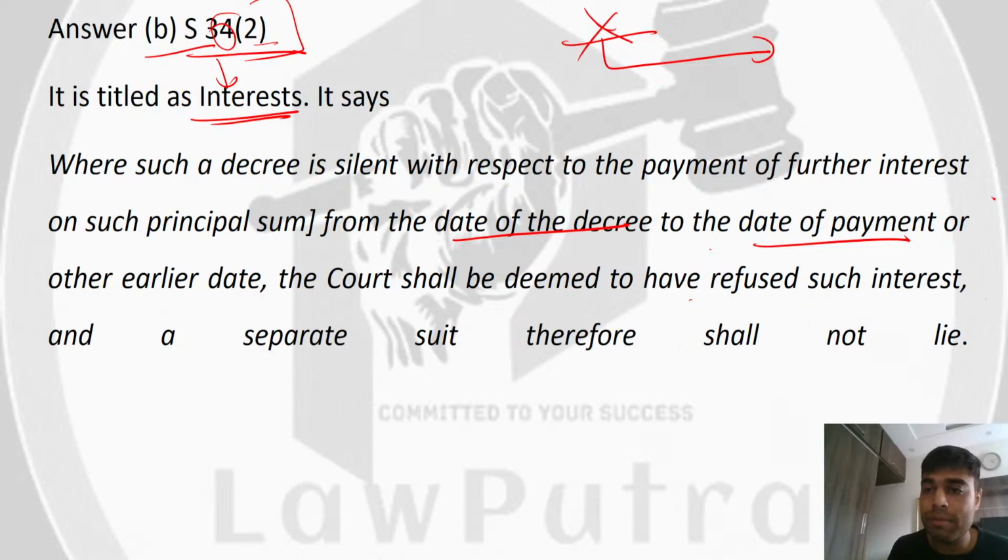All right, so that means, understand this also: a fresh suit will not be filed on the ground that no interest has been given on it. No, a fresh suit is not maintainable. Why? Because of this section, because the court has deemed that it has refused the payment of such interest.